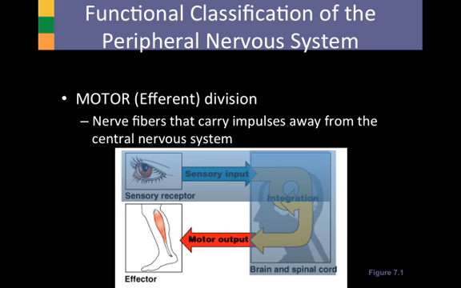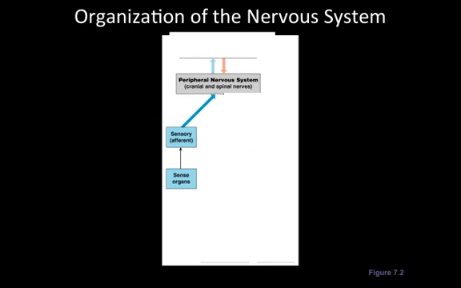Last again is the motor, or sometimes called the efferent division of the nervous system. This includes fibers that carry impulses away from the central nervous system, again to muscles or glands of the body. Here's a diagram that simplifies it even more. We have sense organs that deliver information by the sensory or afferent nervous system, a division of the peripheral nervous system, into the central nervous system, the brain or the spinal cord. The brain or the spinal cord responds again by sending out a motor impulse, again by way of peripheral nerves.